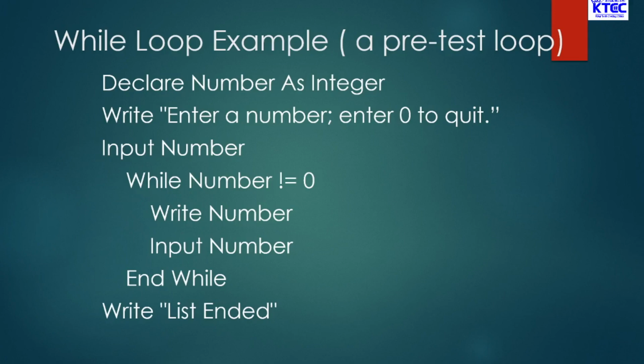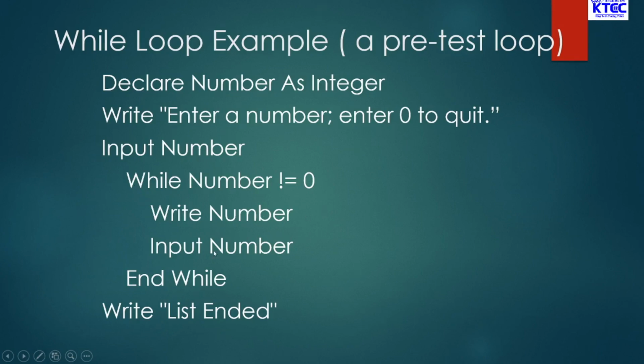Right. Enter a number. So you keep entering the numbers, but when you enter a number, it will not display it right away. It will test it. If the number meets this condition, keep entering numbers. As long as the number you enter is not equal to 0, it will display it here. Then it will ask you to input again, then it will compare. If it's not equal to 0, then it will display.